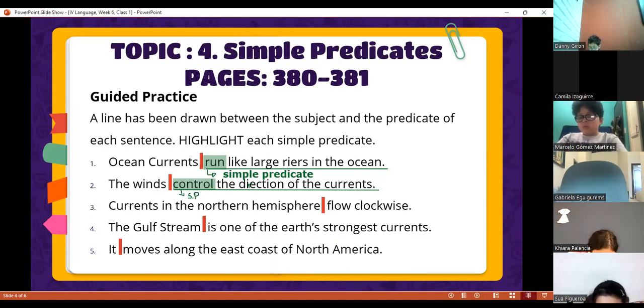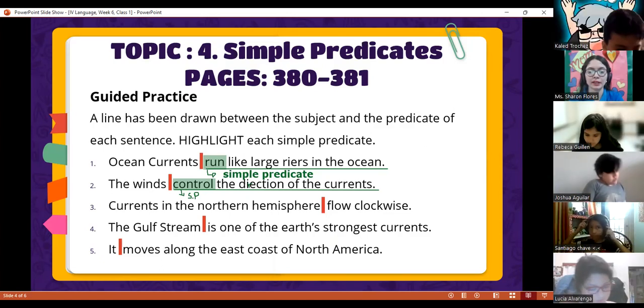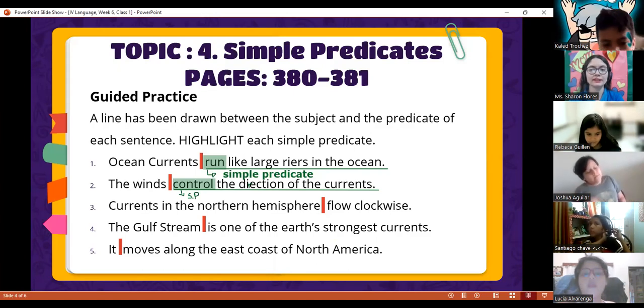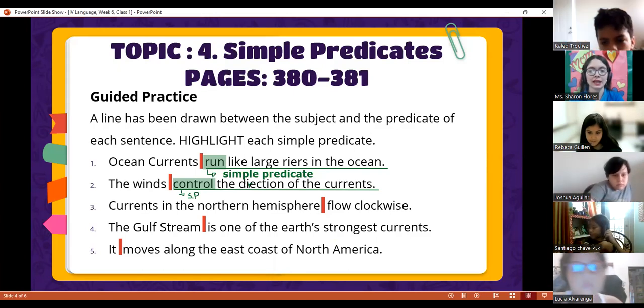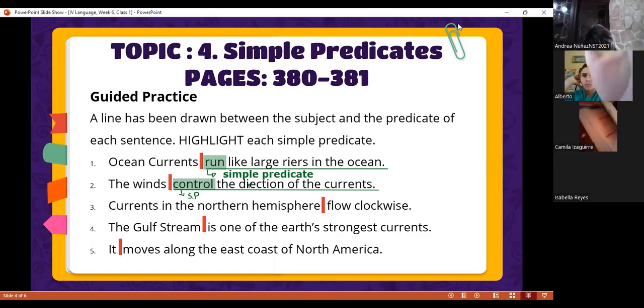Finished? You find the answer to number 3, 4, and 5. You complete it. You identify the simple predicate. Yes. What is the simple predicate of number 3, Caleb? What is your answer? Slow, close, clockwise. Okay, but what is the most important word? Slow. Slow, that's right. So you say that this is the simple predicate. Excellent. Number 4, Lucia.